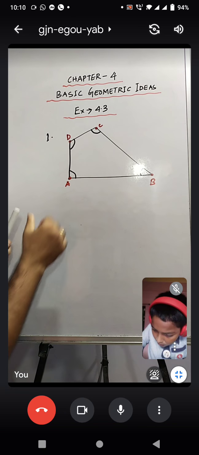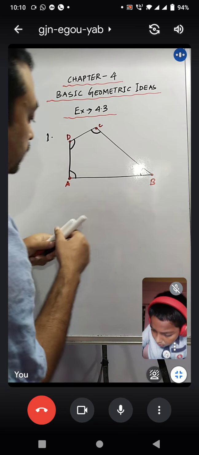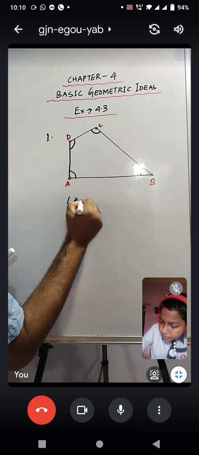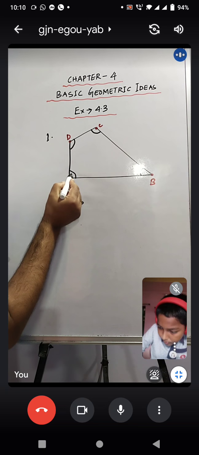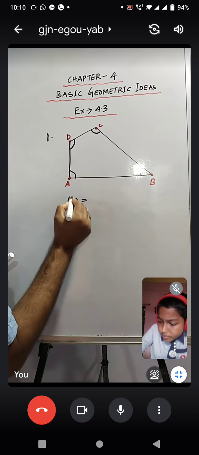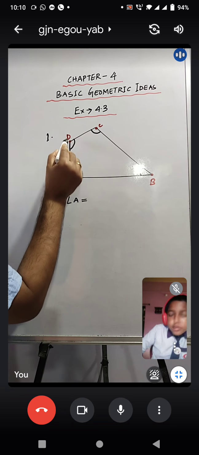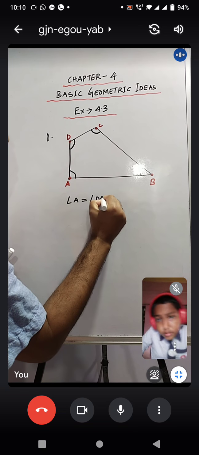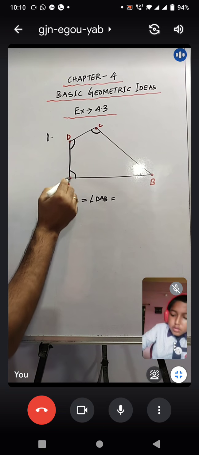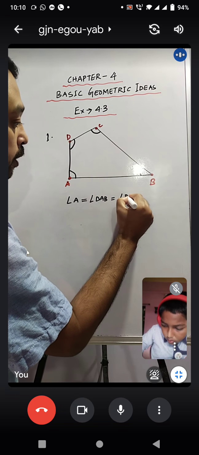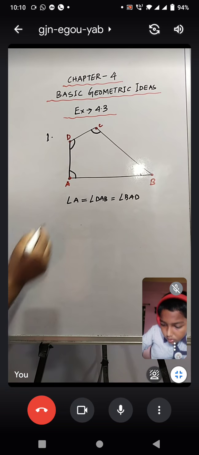There is a simple way of writing all the angles. Suppose you have to name this angle, then you can write angle A. Or if you want to write angle A in another way, you can write DAB. This angle A can be written as angle DAB, or as BAD also. I am showing you all the ways possible that you can write angle A.